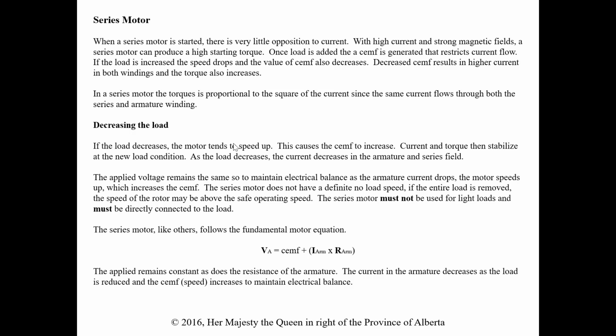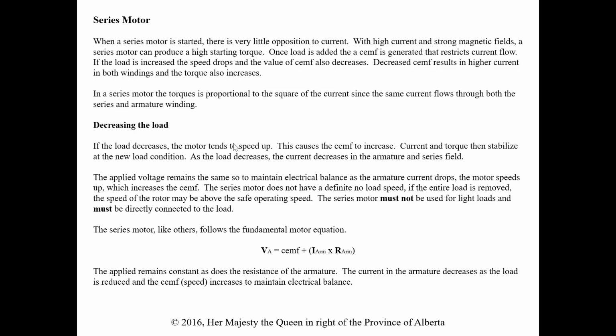Decreasing the load: if the load decreases, the motor tends to speed up. This causes CEMF to increase. Current and torque then stabilize at the new load condition. As load decreases, the current decreases in the armature and series field. The applied voltage remains the same, so to maintain electric balance as the armature current drops, the motor speeds up, which then increases the CEMF.